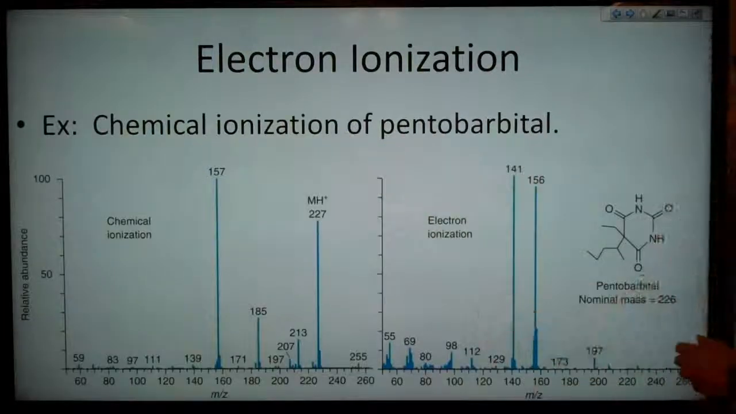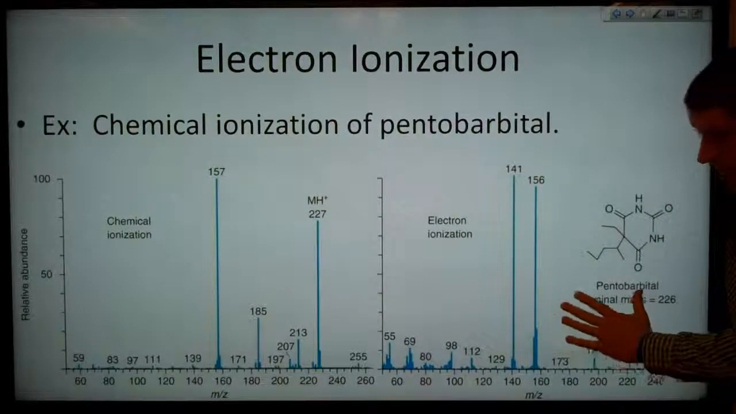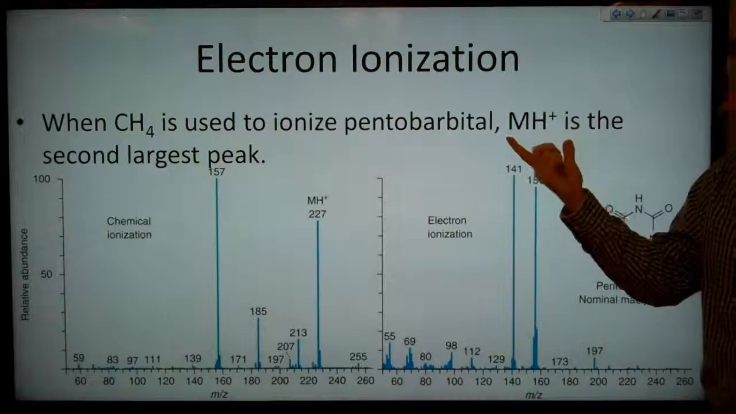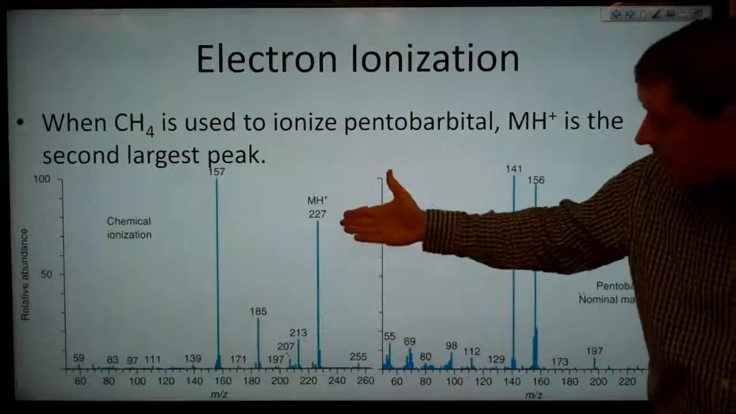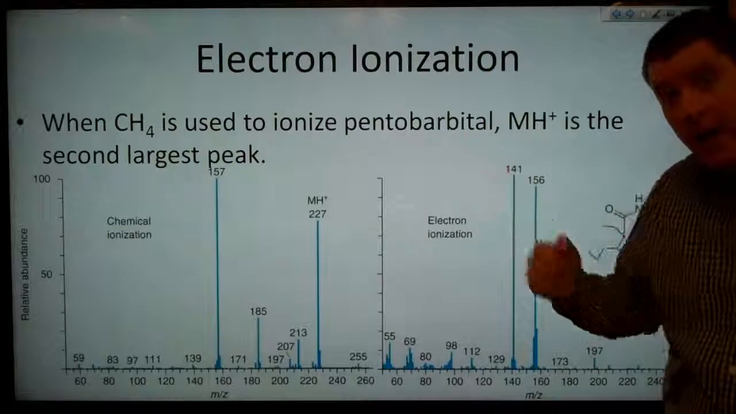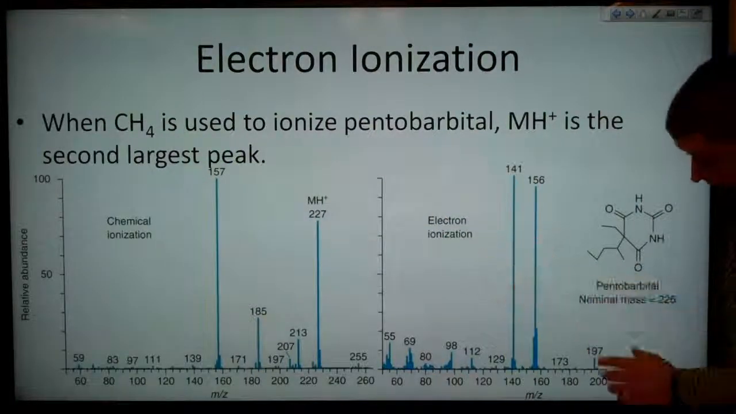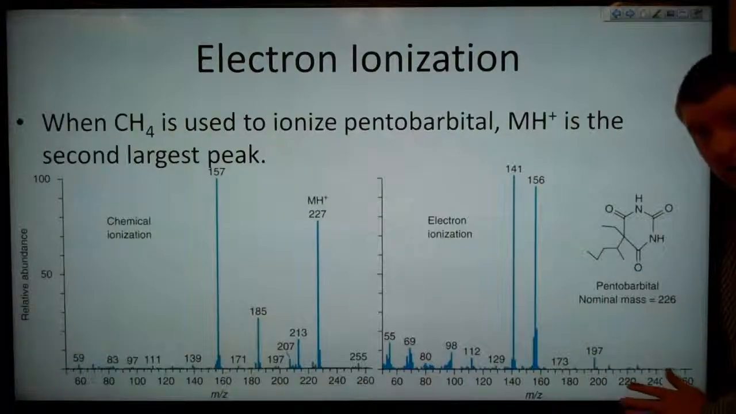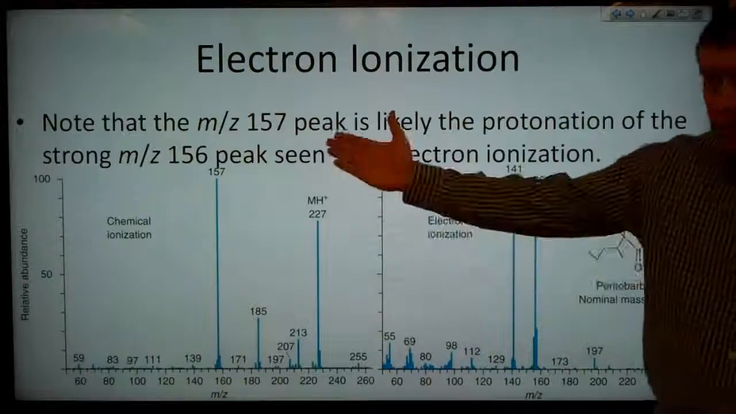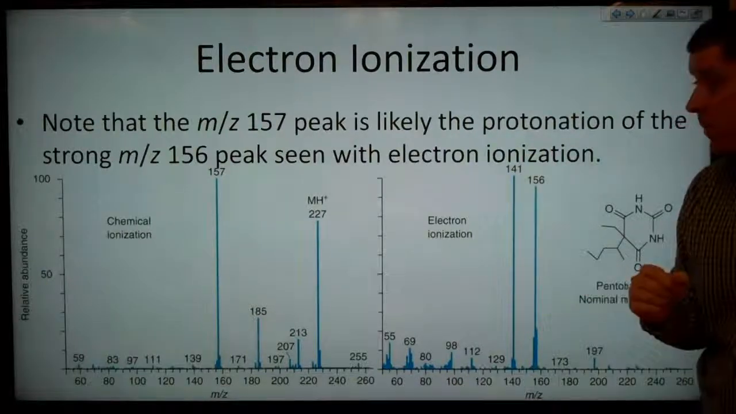Here's an example of the chemical ionization of pentobarbital. Over here we've got the chemical ionization, and here we have the electron ionization. You can see that when methane is used to ionize the pentobarbital, this parent peak here at 227 appears. Remember the pentobarbital has a mass of 226, so when we add the hydrogen, we've got a mass of 227 now. That's going to be the second largest peak with the chemical ionization. Remember the 226 peak, that parent molecular ion peak, was not shown with the electron ionization. Note that the peak at 157 is likely due to the protonation of our strong 156 peak seen in the electron ionization.